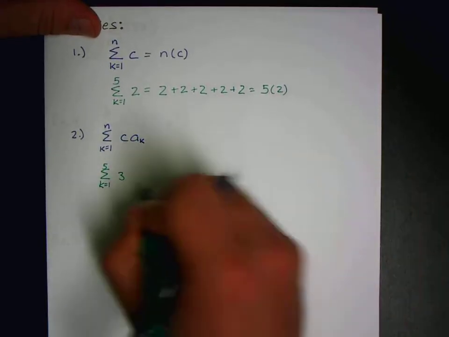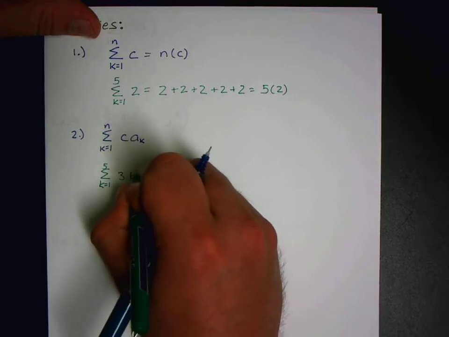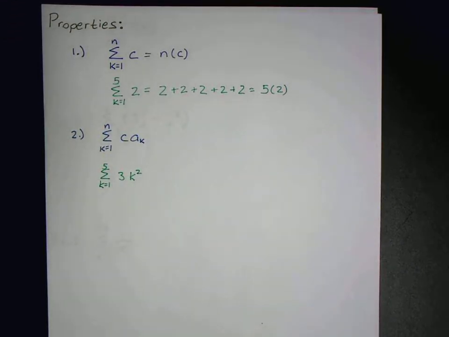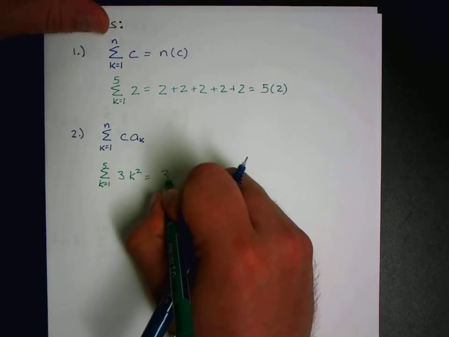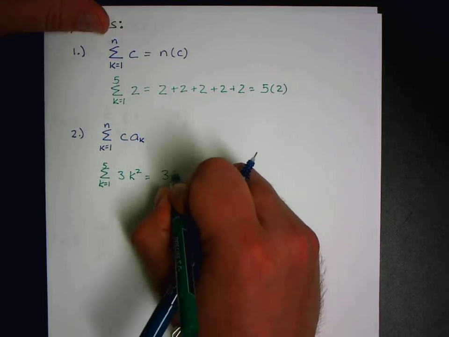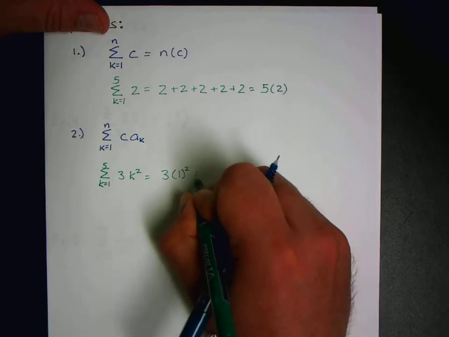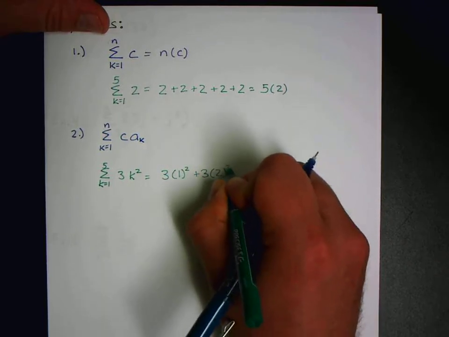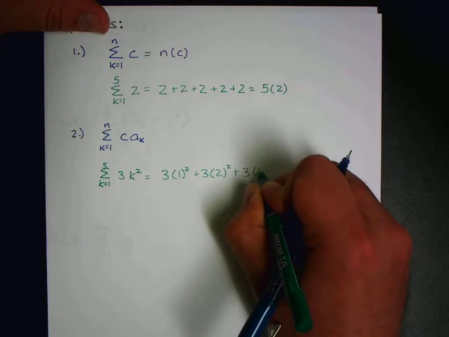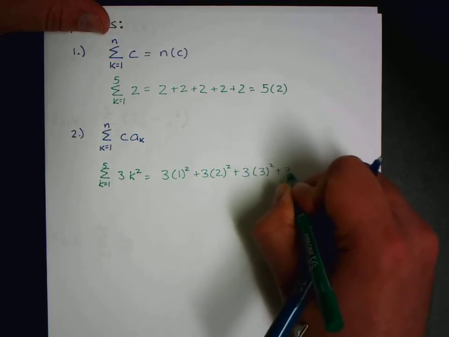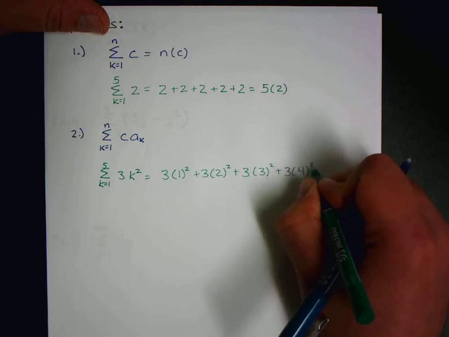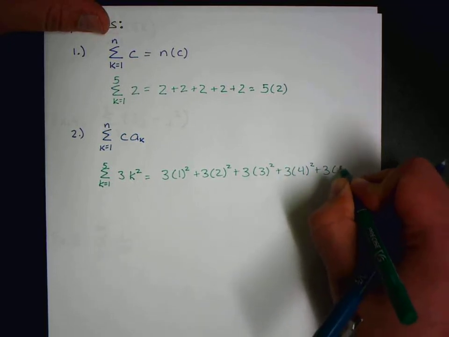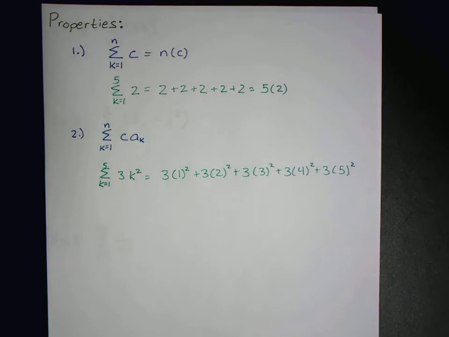C times some function. So, if I wrote this out, that would be 3 times 1 squared plus 3 times 2 squared plus 3 times 3 squared plus 3 times 4 squared plus 3 times 5 squared. Now, notice since they're all multiplied by 3, what do they all have in common? 3.